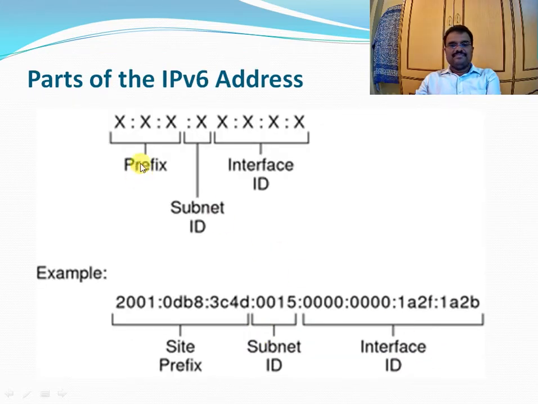So here also you can see, among the 8 16-bit fields, 1 2 3 4 5 6 7 8, the first 3 16-bit numbers, nothing but 48 bits, are used for the prefix, and here 16 bits are used to identify the subnet, and the remaining 4 16-bit fields, nothing but 64 bits, are used for the interface ID. So this is one of the examples. These are the 3 hexadecimal numbers, these are 4 hexadecimal numbers, nothing but 16 bits. 3 into 16 bits, 48 bits site prefix, 16 bits are used for subnet ID, and 64 bits are used for interface ID.